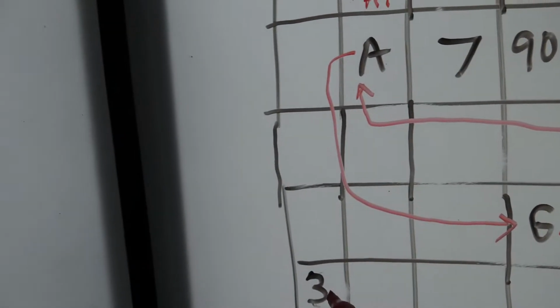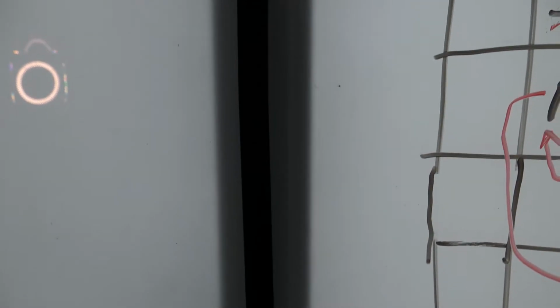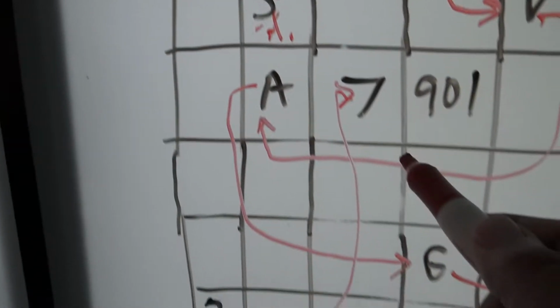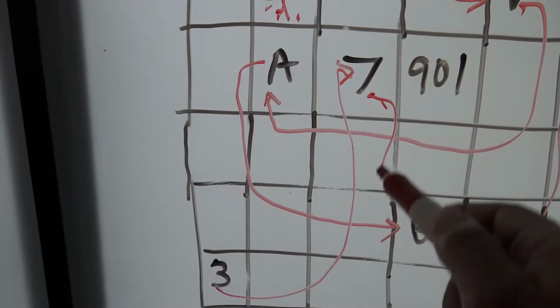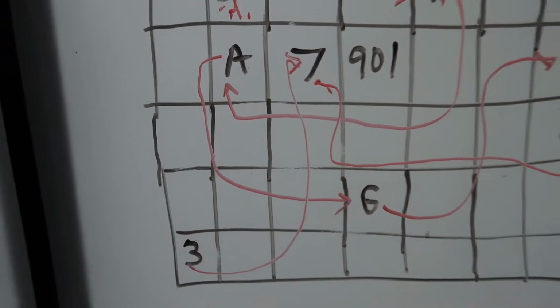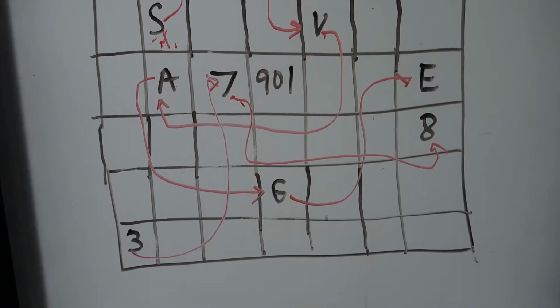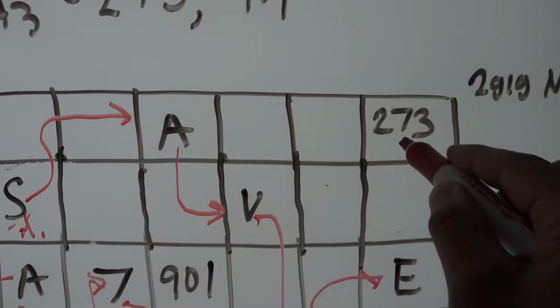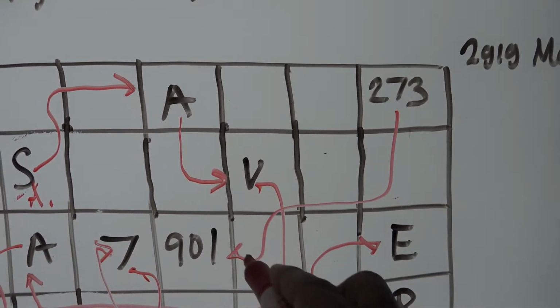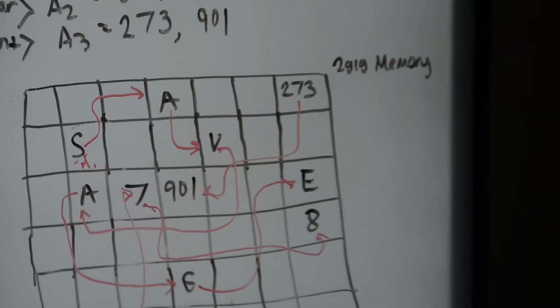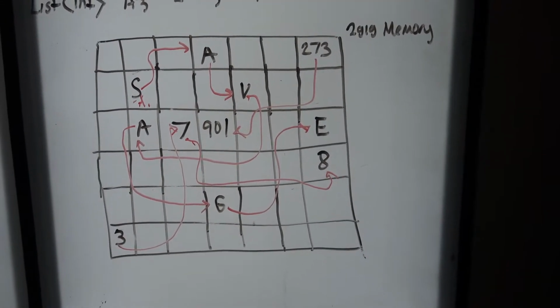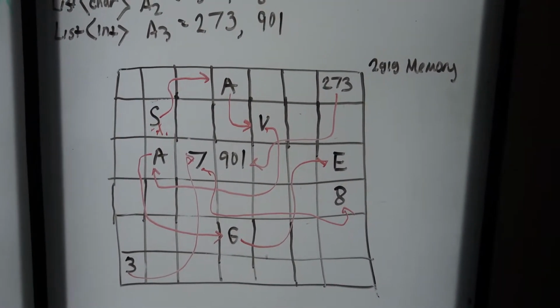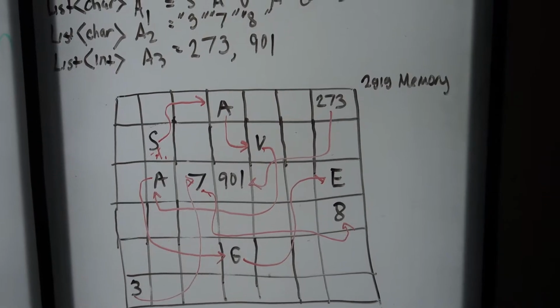And the same thing with the 378. So we start here with the 3, and then it's linked to the 7. See that? And the 7 is linked to the 8. And we also have 273 and 901. So 273 is right here in memory, and it's linked to the 901. That looks like spaghetti, it really does. It looks like some red spaghetti.